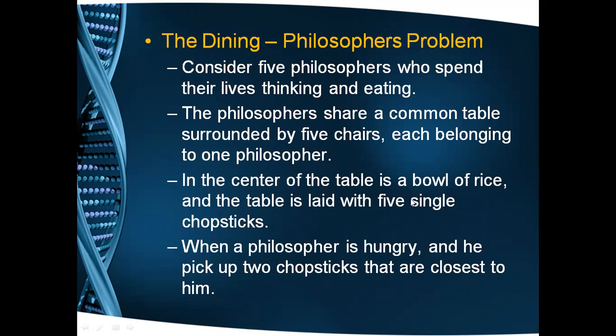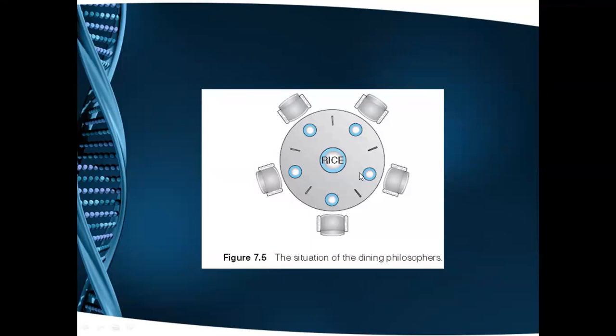So on the table, a bowl of rice is there and 5 single chopsticks are there. Only 5 chopsticks are there. Whenever a philosopher is hungry, he has to pick up the 2 chopsticks that are closest to him. Suppose a philosopher is hungry; 2 chopsticks are needed to eat. One is available on the left side, another on the right side. So the chopsticks nearest to him are used for eating.